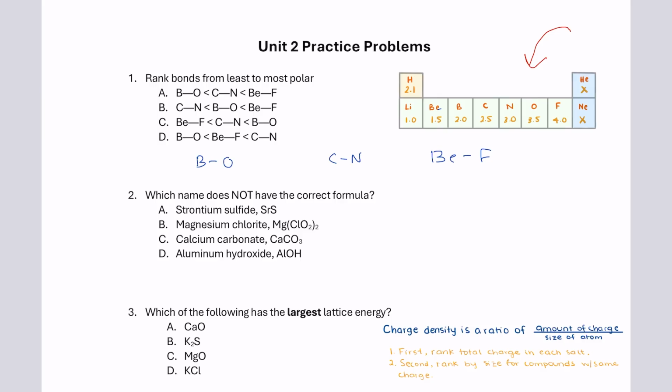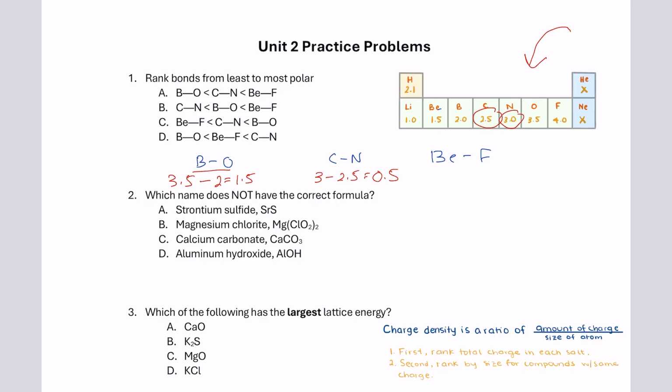Let's start with boron bonded to oxygen. Oxygen has an electronegativity value of 3.5, and boron has a value of 2. 3.5 minus 2 is equal to 1.5. Then we want to do the same for carbon bonded to nitrogen. Nitrogen has an electronegativity value of 3, and carbon has an electronegativity value of 2.5. Their difference is 0.5.